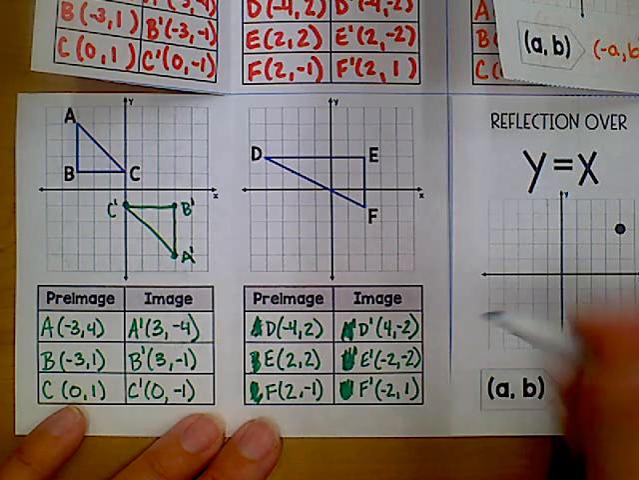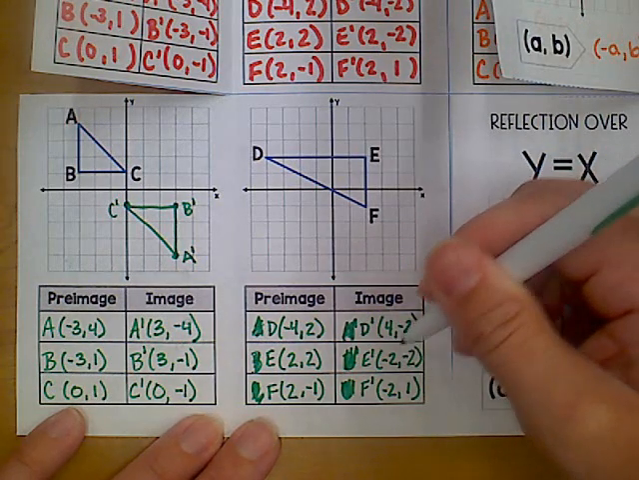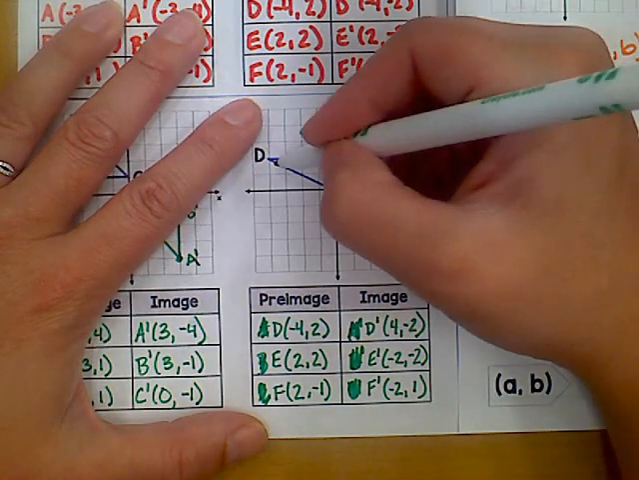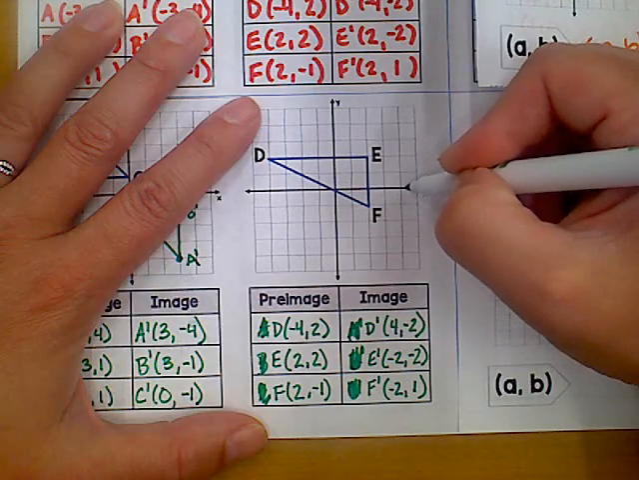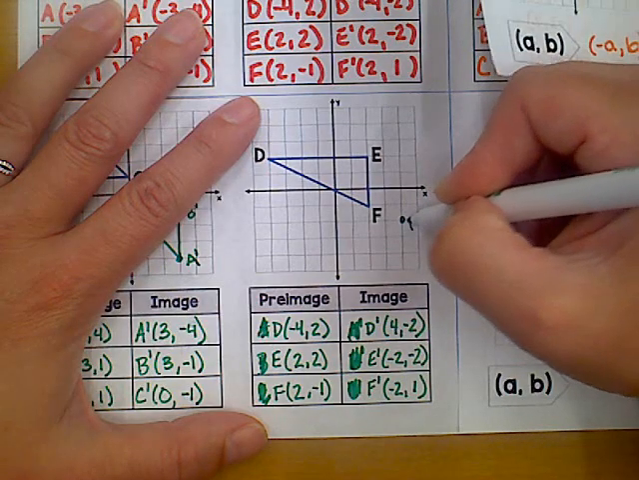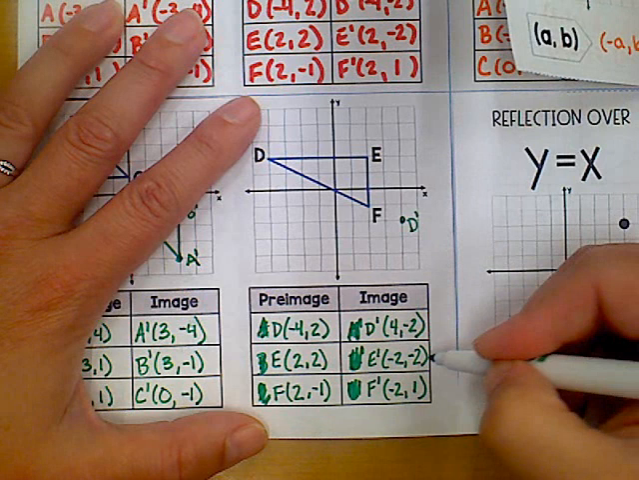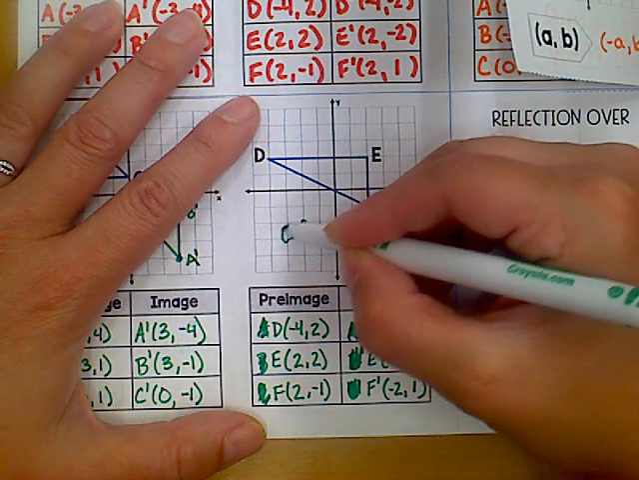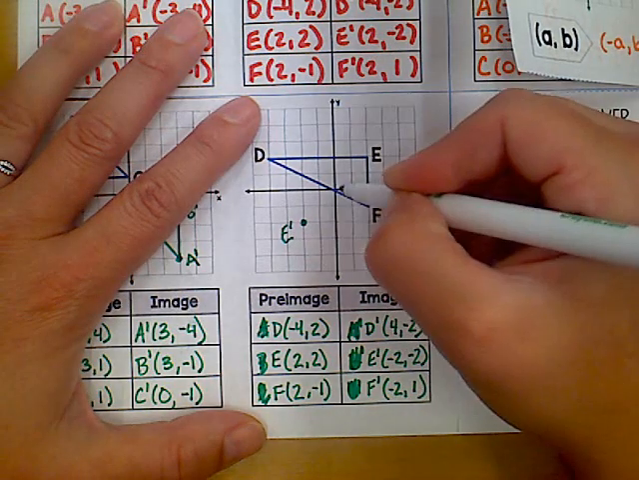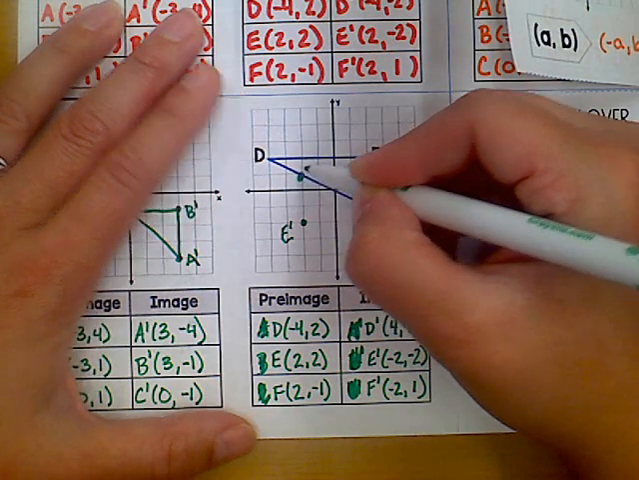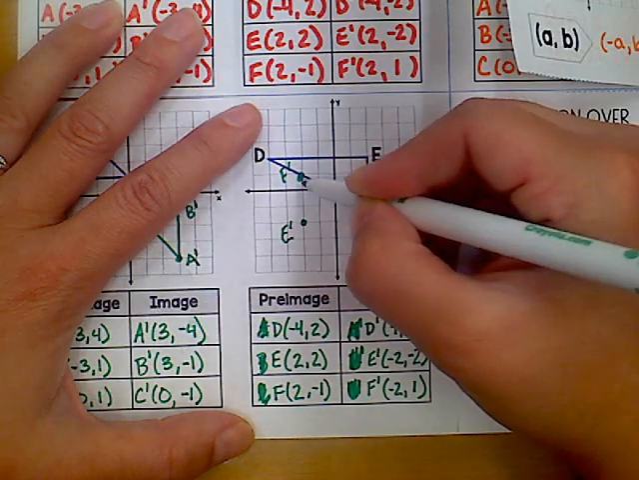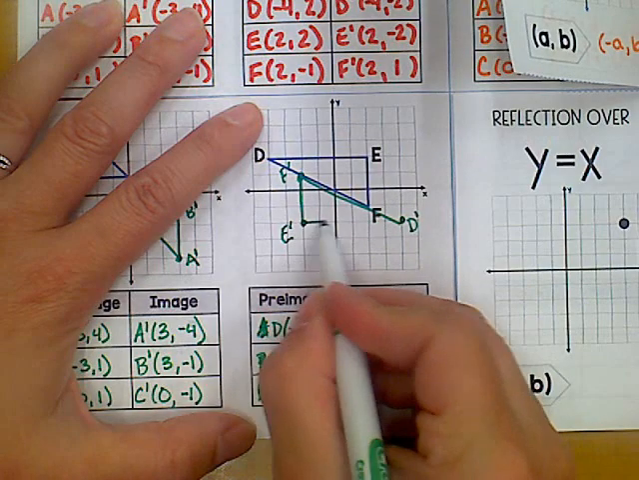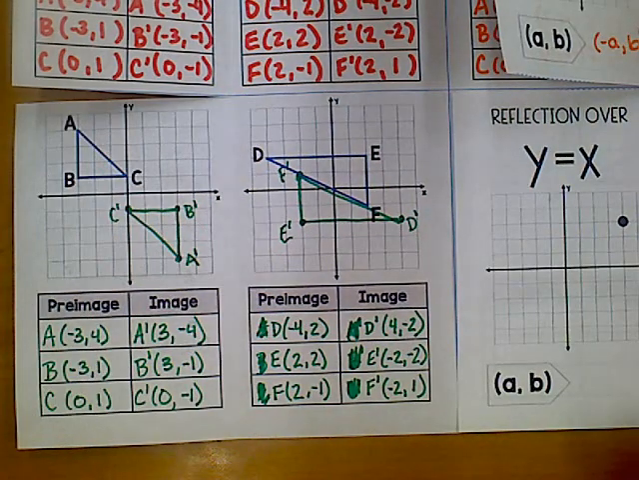How did you do? I'm going to go ahead and graph our new ordered pairs, our prime ordered pairs. So D prime would be at 4, negative 2. That would be my D prime. And then E prime is at negative 2, negative 2. And F prime is at negative 2, positive 1. And I would go ahead and connect those. And again, we have some overlap in our shapes, and that's totally okay.